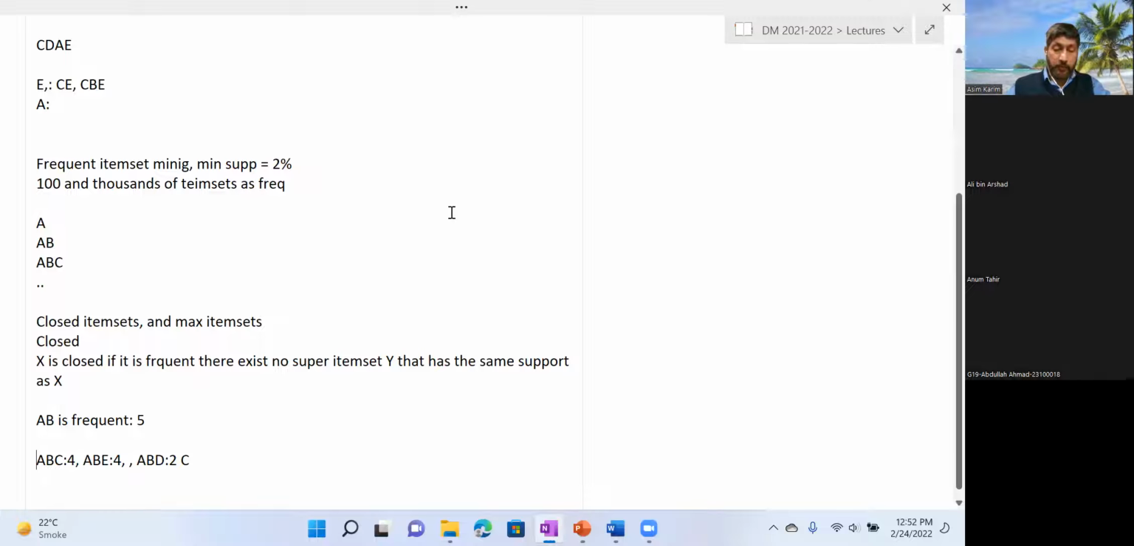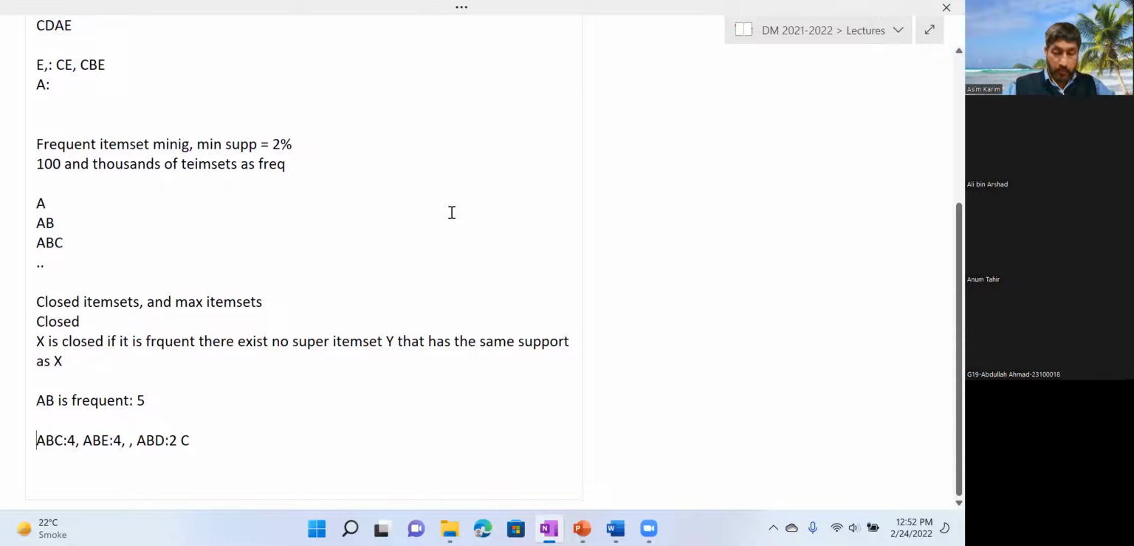If, for example, we had a 5 here, then AB would not be a closed pattern, because it then had a super pattern ABC with the same support.